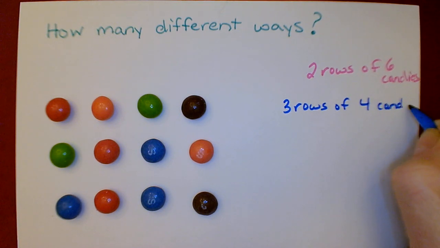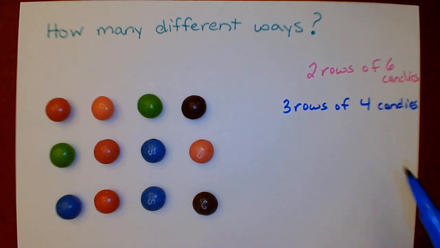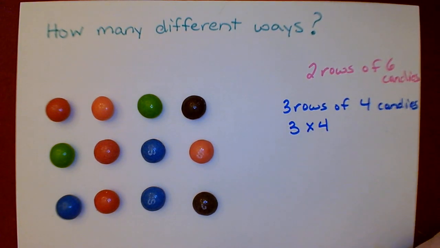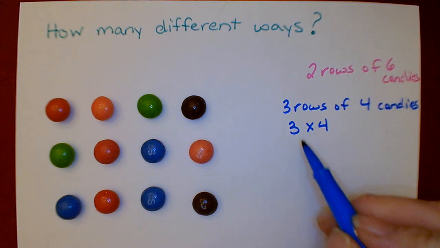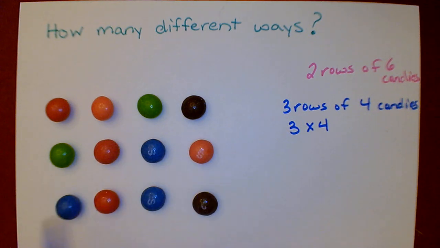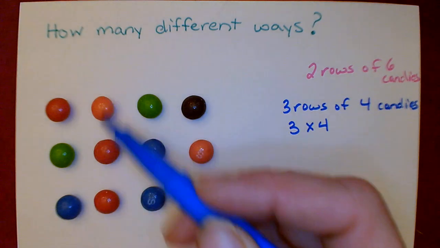Now another way to think about that is to say that I either have 3 rows of 4, or another way to think about that is that I have 4 3 times, because I have 4 1 time, 4 2 times, 4 3 times. But I also have 3 4 times, because I could even look at my columns.